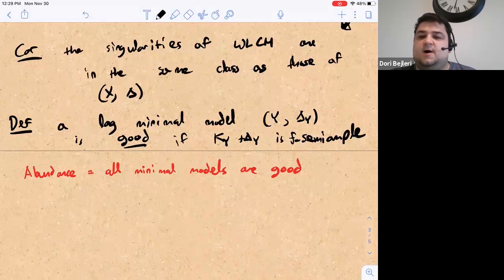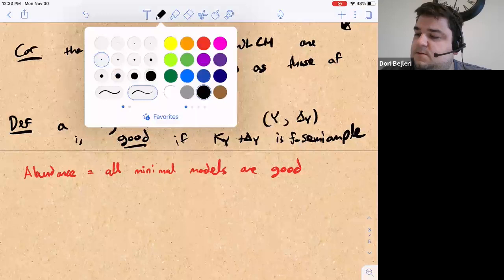if (Y, Δ_Y) is of log general type, so if K plus Δ is big, then we actually know that any minimal model is good by the base point free theorem. So we already showed that the base point free theorem implies abundance in the general type case.